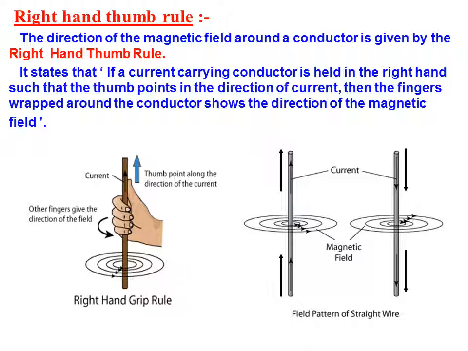So right hand thumb rule, as you see in the picture: if a current carrying conductor is held in your right hand, then the thumb points the direction of current, and the curling of fingers wrapped around the conductor shows the direction of magnetic field.